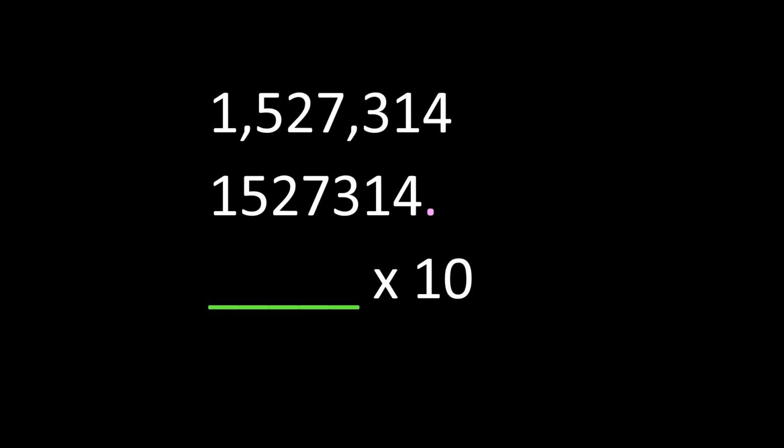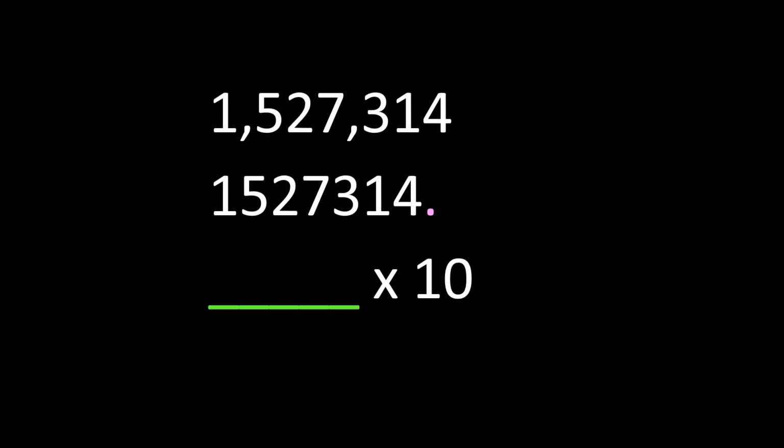So to turn 1,527,314 into scientific notation, we're going to start by removing the commas and placing the decimal point at the end of the number where it currently is located. And I need to come up with a coefficient that is between 1 and 10, and then I need to worry about that exponent. So the coefficient first.